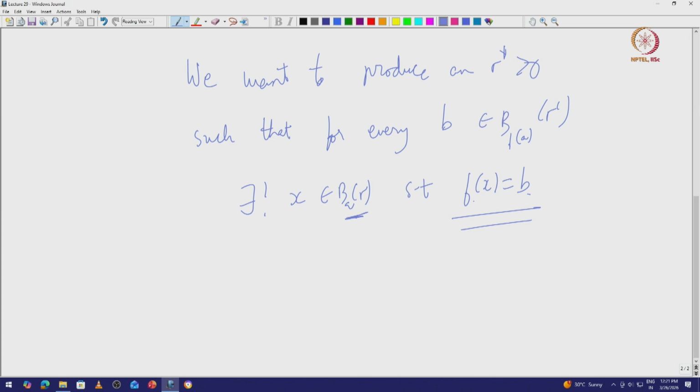So in other words, you basically have to solve a nonlinear system of equations. This is the problem, right? How do you solve a nonlinear system of equations? So there are a number of ways to do this.